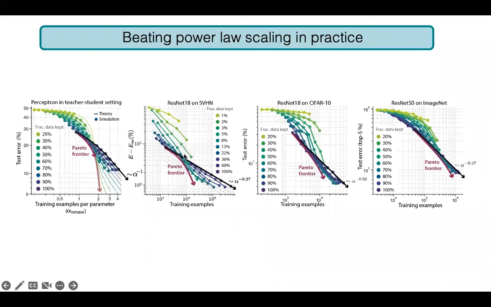But if you do this aggressive pruning strategy where for larger initial data set size, you prune more aggressively, you definitely beat the power law. And you start to see the beginnings of better than power law scaling. Now, we can't get down here because we're starting with a limited data set size to begin with. The theory predicts that if we had an even larger data set to begin with and prune more aggressively, we might be able to get even lower in this regime.